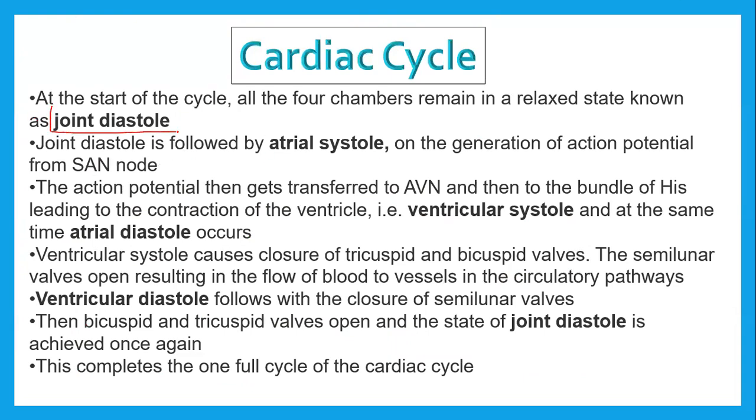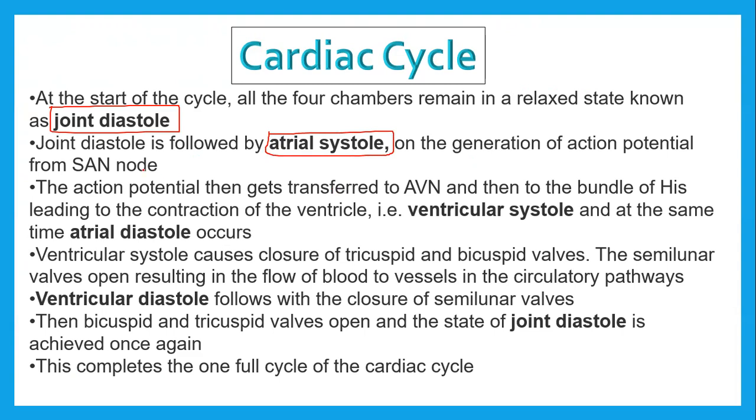Next, we are going to discuss about cardiac cycle. First is the joint diastole. At the start of the cycle, all the 4 chambers of the heart are in a relaxed state. That is, a cardiac cycle always starts from a joint diastole, atrial systole, ventricular systole. This is the order. So at the start of the cardiac cycle, all the 4 chambers remain in a relaxed state known as the joint diastole. The joint diastole is followed by an atrial systole.